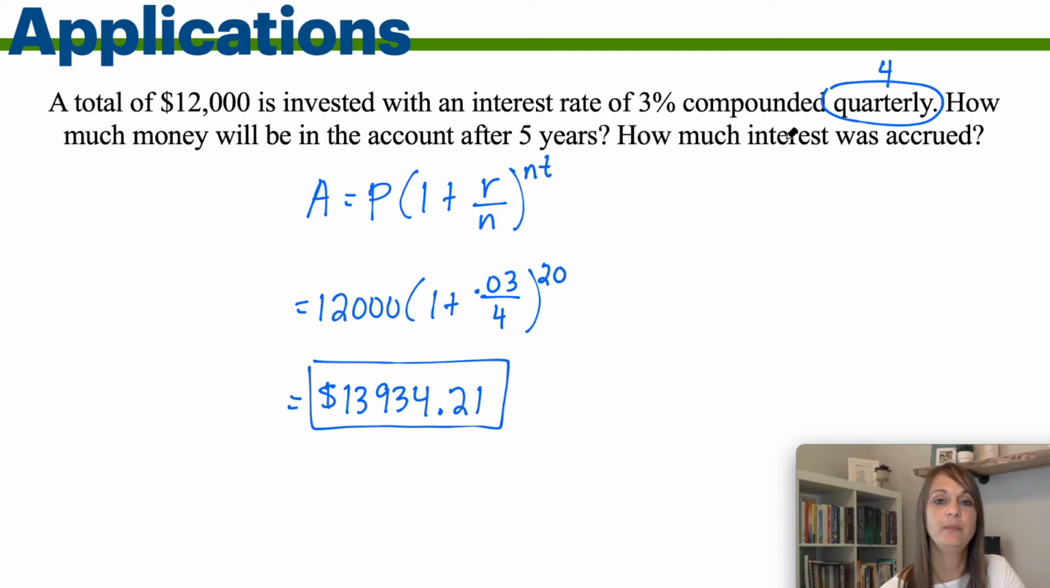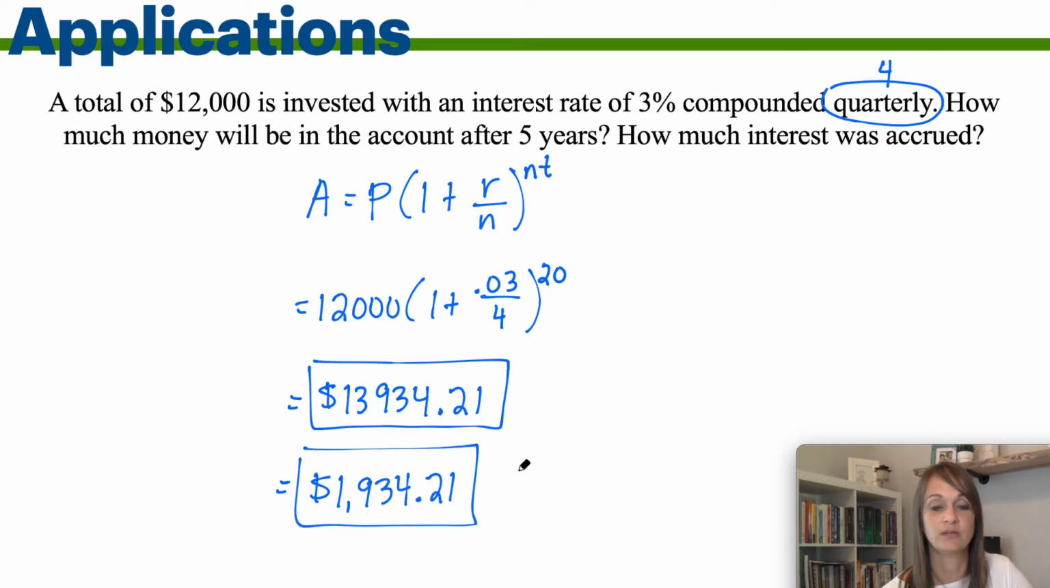Now they want to know how much interest was accrued. That means if you started with 12,000 and now you have 13,900, then subtract your initial investment, and that would be how much interest alone you gained.